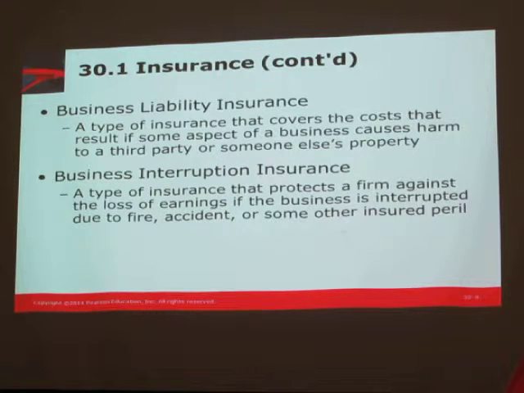So the insurance company has to go in and have their examiners look at that. Was this a legitimate fire? Well, this is what happened. Okay. Should you have that kind of insurance? Yeah, you should.